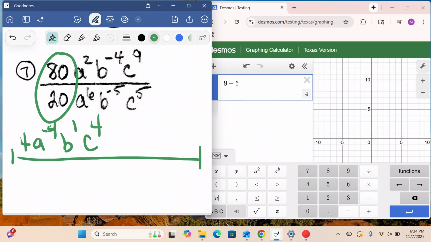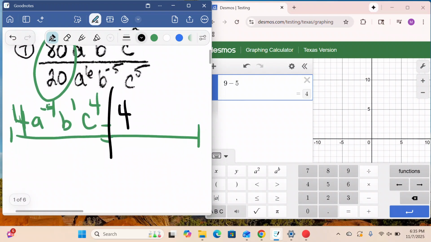So I have 4 raised to the A to the negative 4, B to the 1, and C to the 4. But bad, we cannot have a negative 4. So I'm going to go ahead and put an equal sign here. And then I'm going to go ahead and draw a railroad track so I can separate it. On the top, nothing's going on with the 4. I'm going to leave him on the top of the numerator.